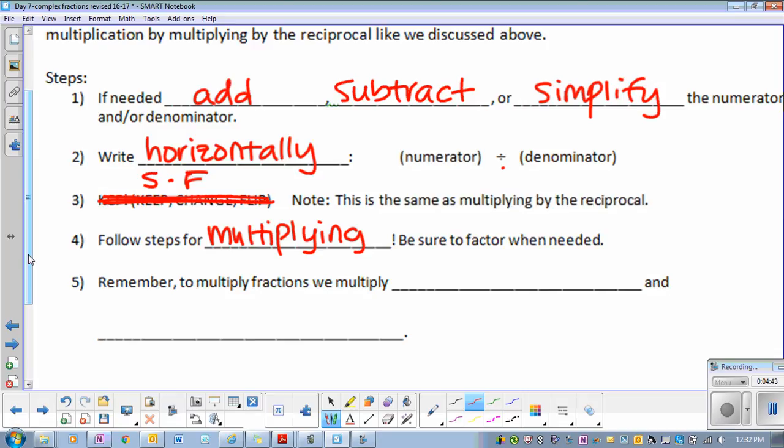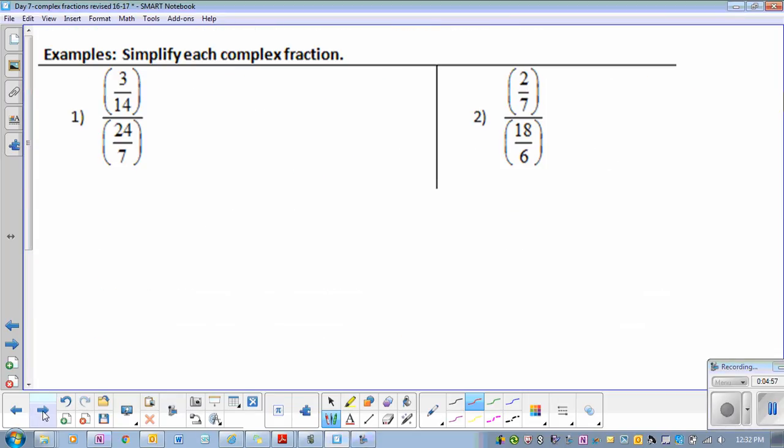All right, and then remember, to multiply fractions, we multiply. All right, so we'll skip that last one. So let's go to our examples. It's okay, you don't need that last one.